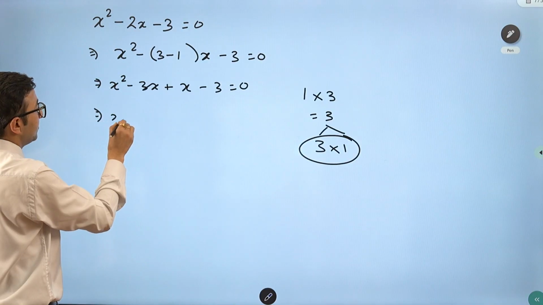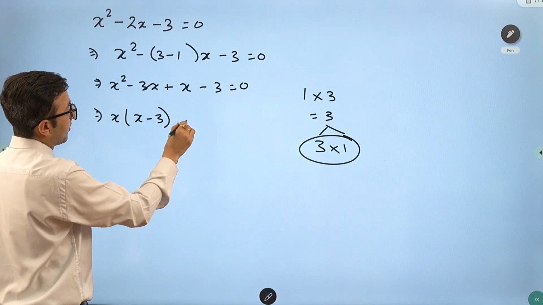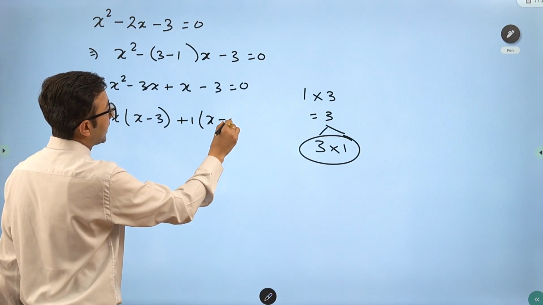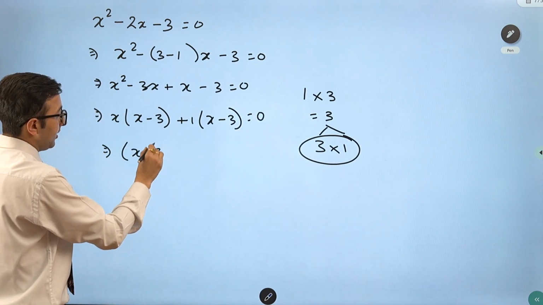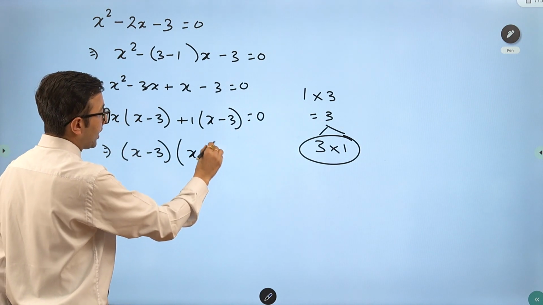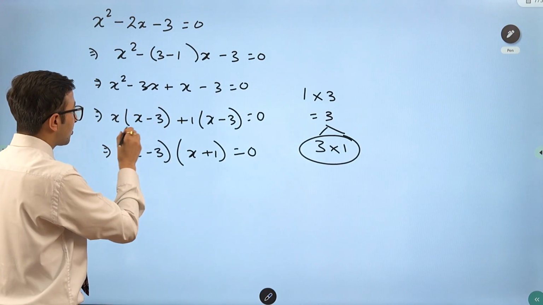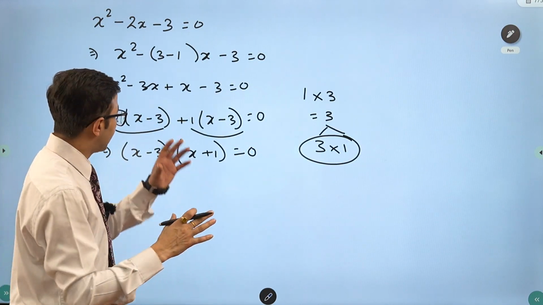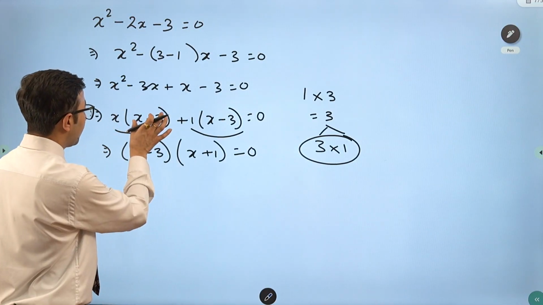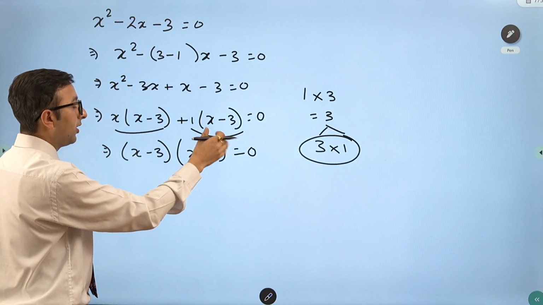Take x as common, x minus 3. From these two, take 1 as common, and you will get x minus 3. So x minus 3 multiplied with x plus 1 is equal to 0, because in these two terms, you can see that x minus 3 is common. So we keep that in one bracket and the remaining in another bracket.